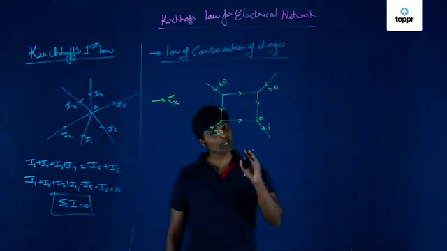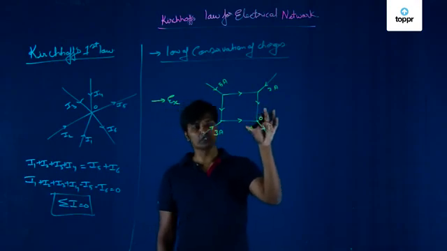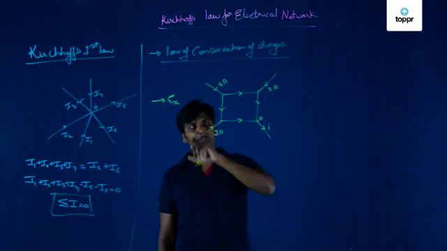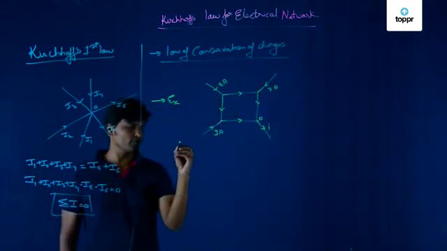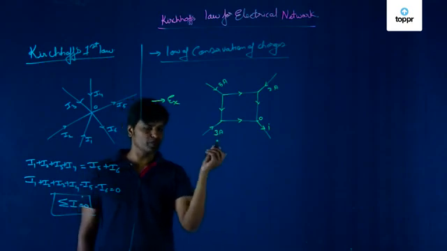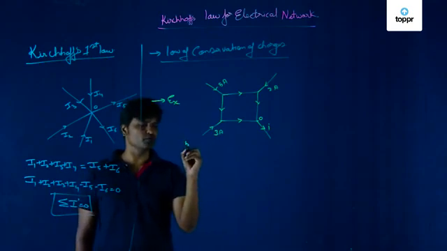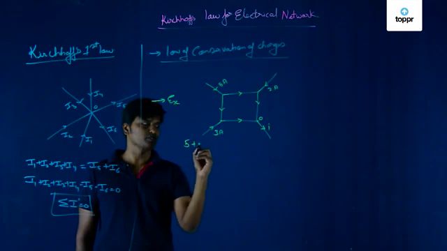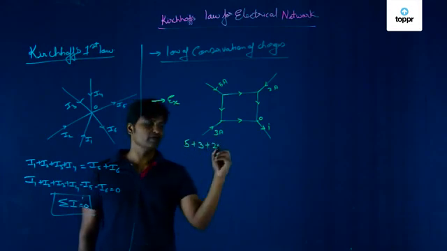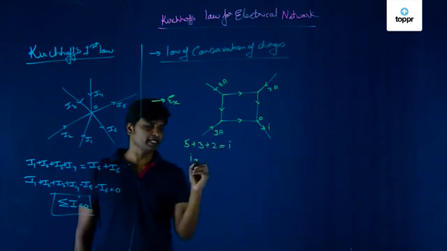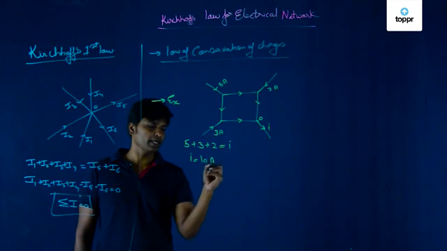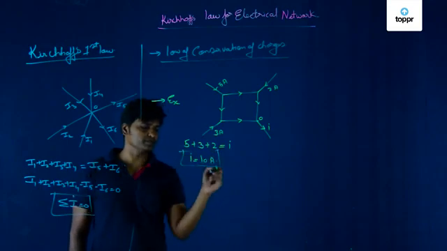So what is the total amount of current coming towards the junction? It has to be equal to 3 ampere plus 5 ampere plus 2 ampere. So the total current coming towards the junction is 5 plus 3 plus 2, which has to be equal to I. So I is equal to 10 ampere.